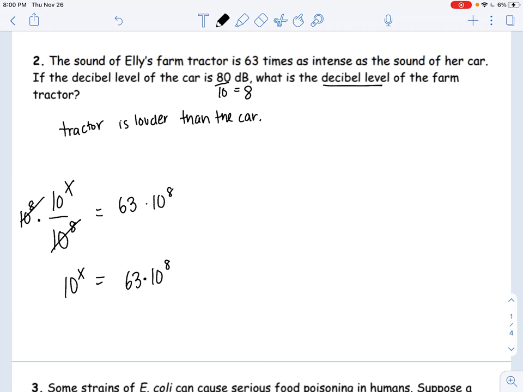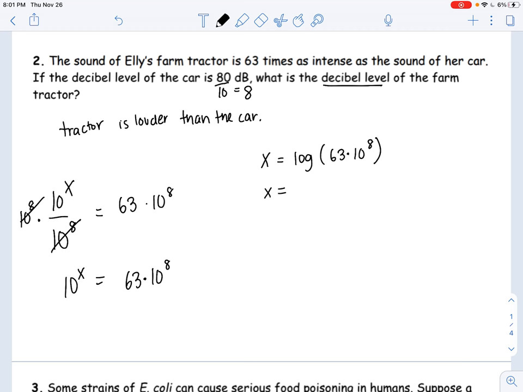Next thing I want to do is write this as a logarithm. So I know that it's always the power, which is X, equals log base 10. We don't have to write log base 10. And in brackets, we're going to write 63 times 10 to the power of 8. And then we're going to put that in our calculator. So we're going to put log 63 multiplied by 10 to the power of 8.